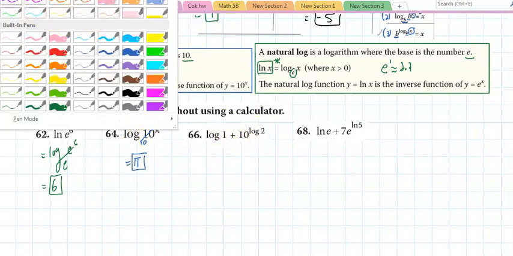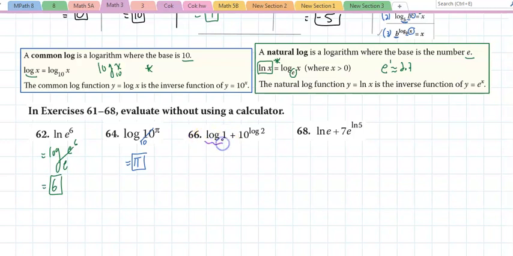Here, log base, that's a 10, of course. You don't have to write it. And that's a 10, of course. Log base 10 of 1 is a 0. And wouldn't these two end each other? And you're left with a 2, and 0 plus 2 is a 2.